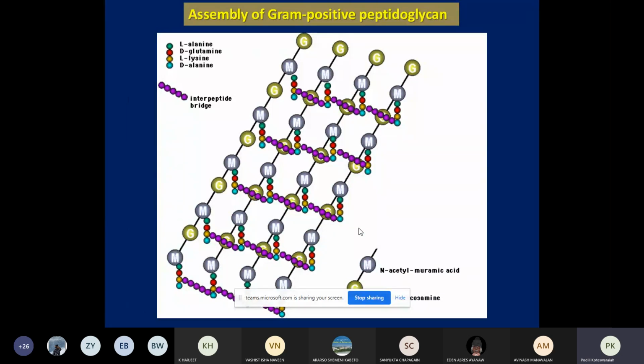hydrolyzes the glycosidic bond present between the NAM and NAG. As a result, the lysozyme kills the bacteria, and in the same way, penicillin also kills the bacteria by inhibiting the transpeptidase enzyme, which is essential for the formation of the peptide bond between the linear chains of the NAG and NAM.